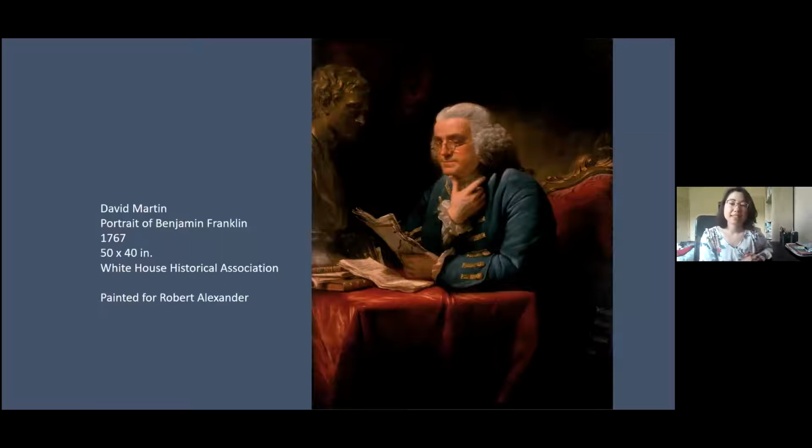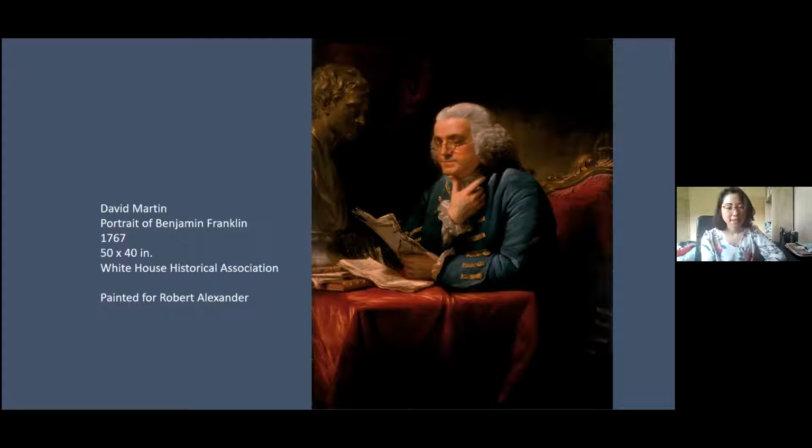So Benjamin Franklin sat for this portrait in 1767 in London. He was actually living at Craven Street at the time when he sat for this portrait. The original was commissioned by a man named Robert Alexander. Now, Robert Alexander was a Scottish wine merchant from Edinburgh who initially met Franklin when Franklin visited Scotland in 1759.